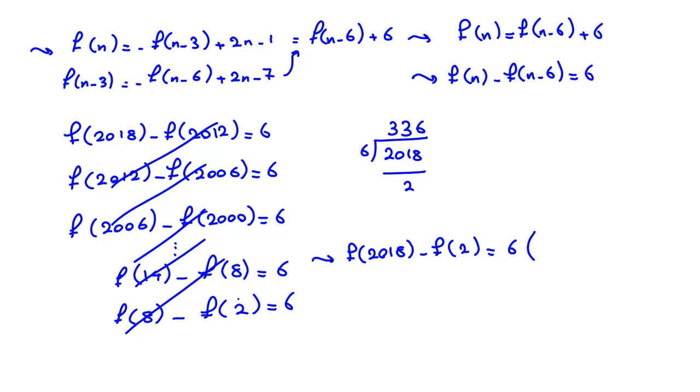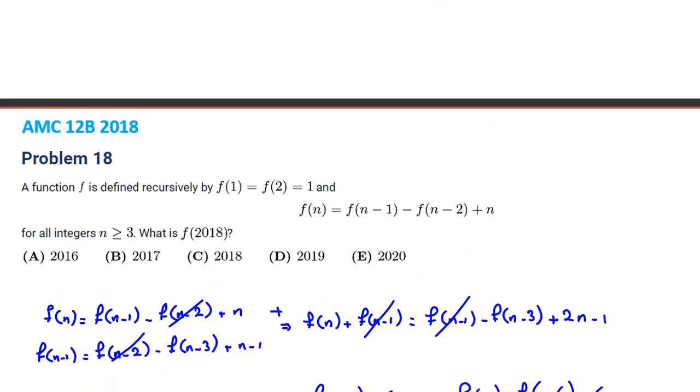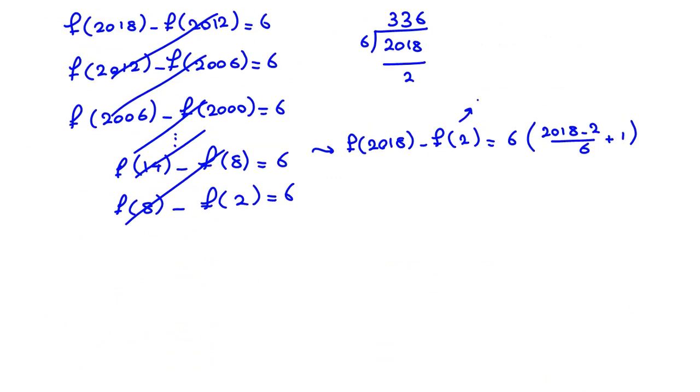So let me tell you a way to find the numbers here. 2, 8, 14, arithmetic progression. We say last one minus first one, 2018 minus 2, over common difference, which is 6, plus 1. f of 2 is what the problem says. f of 2 is 1 here. Okay, f of 2 is 1. So f of 2018 equal to 2018 minus 2 is 2016. So 6 times that will be 2016 over 6, plus 1.